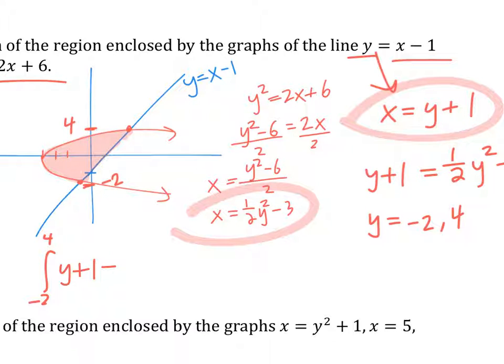Y squared minus 6 over 2. Ooh, no. Wait, y squared? No. 1/2 y squared minus 3. Oh, sorry. Yes, you're right. Y squared minus 6 over 2, or 1/2 y squared minus 3. Okay, so both of them are okay. And then we're integrating in terms of y. Okay, so go ahead and do that. The answer is 18.